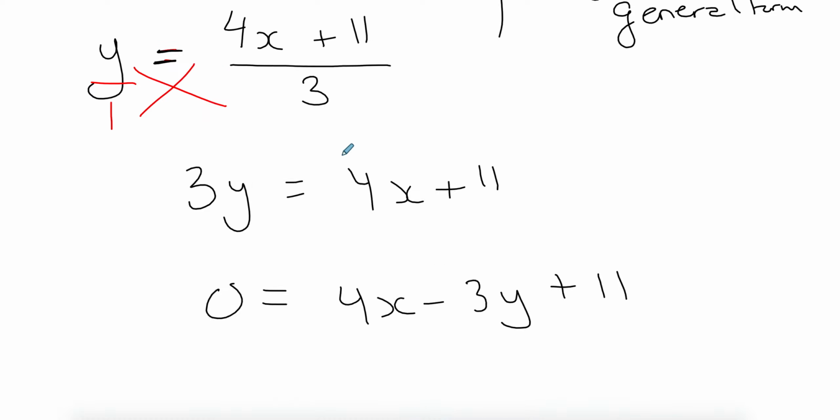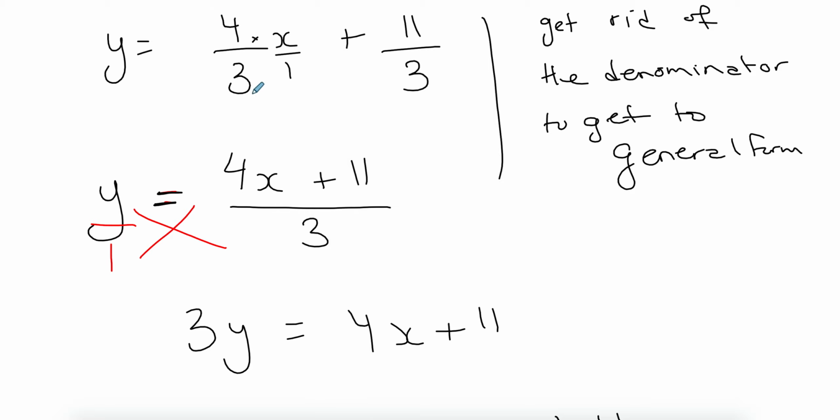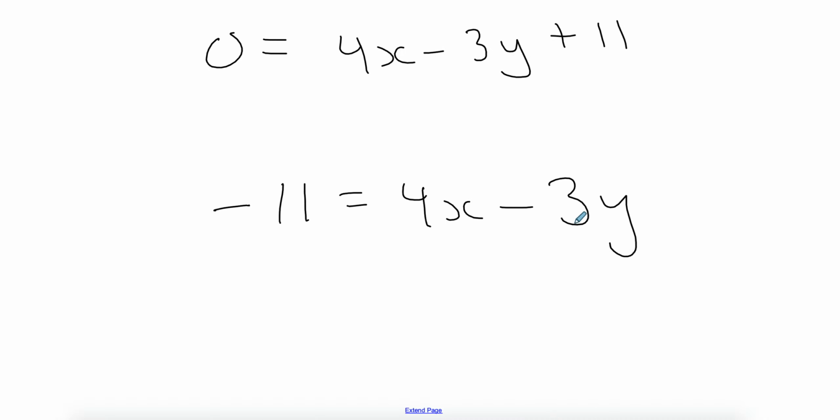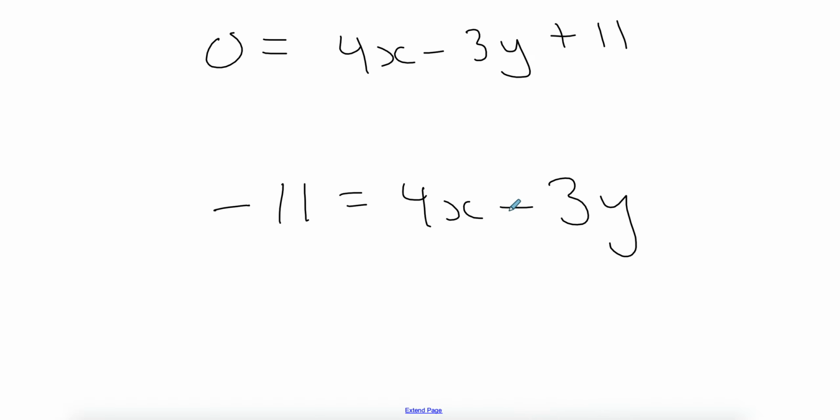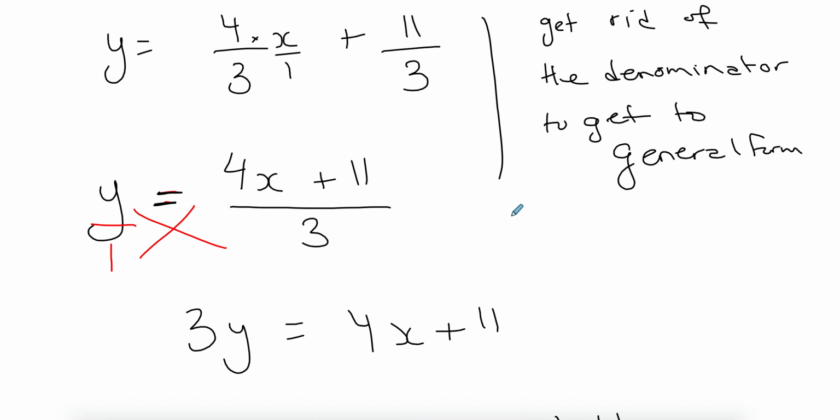You'll also notice that if your gradient is 4 over 3, then the numerator will go to x, and the denominator will go to y, but it's going to have a different sign. So if this was negative, then it would have been positive here. You can test it out and see.